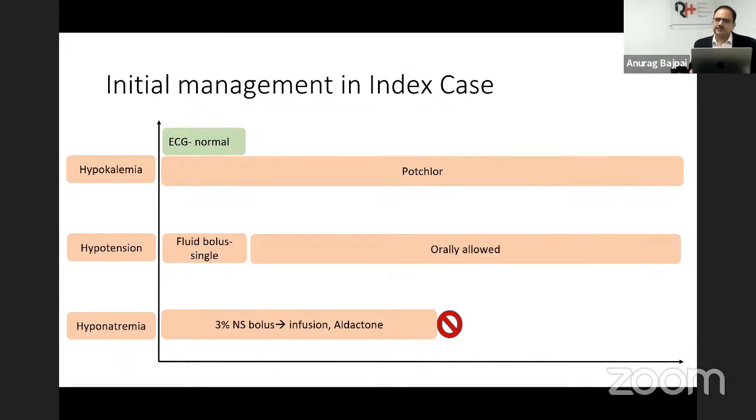Yes, Dhwani. So what happened was, with this treatment, serum sodium rose rapidly from 100 at presentation to 122 within 36 hours of hospital stay.